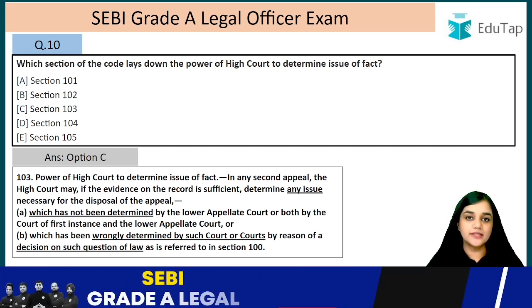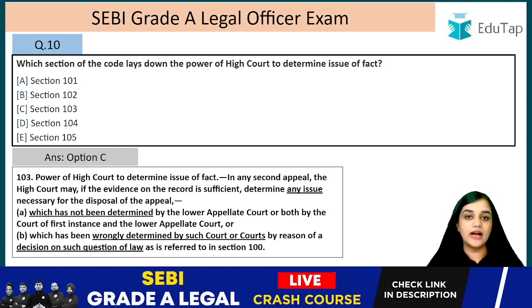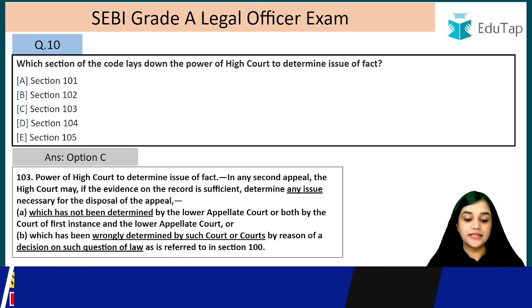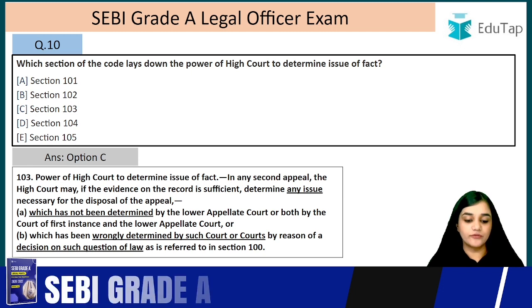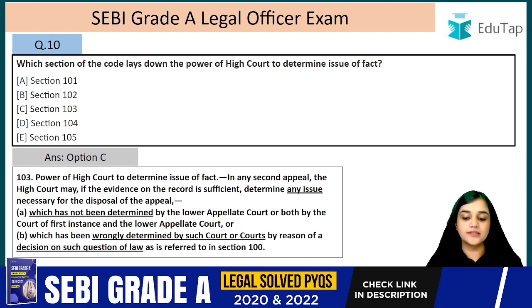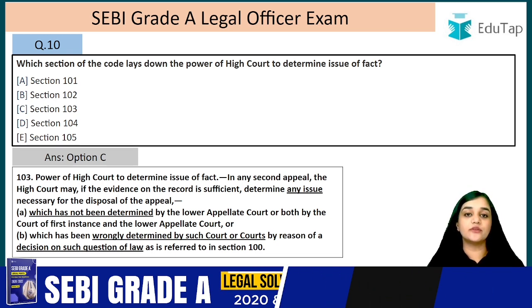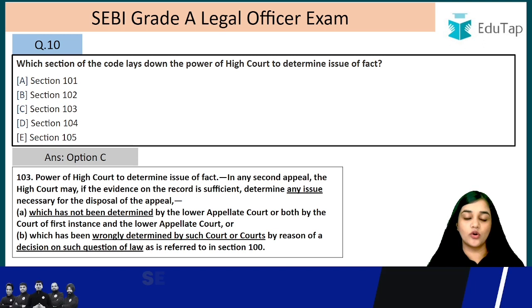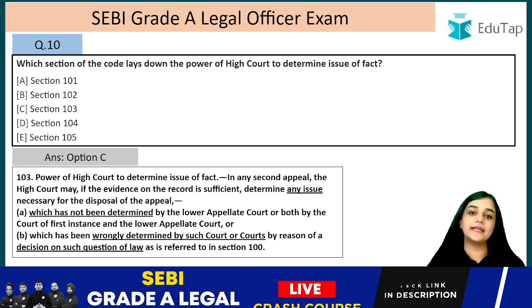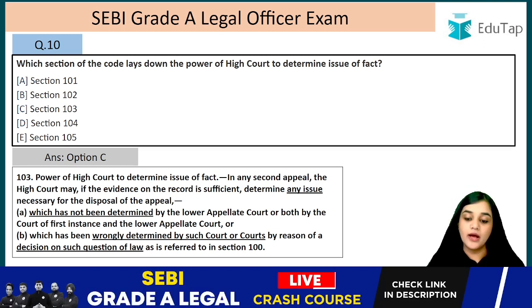So in both these cases, any issue as to the matter of fact can be heard by the High Court if the High Court is of the opinion that such issue is necessary for the disposal of the appeal. For the complete disposal of the appeal, it is necessary that we have to determine that question also. It can be of fact also and it can be of law also. I hope section 103 is also clear to you.